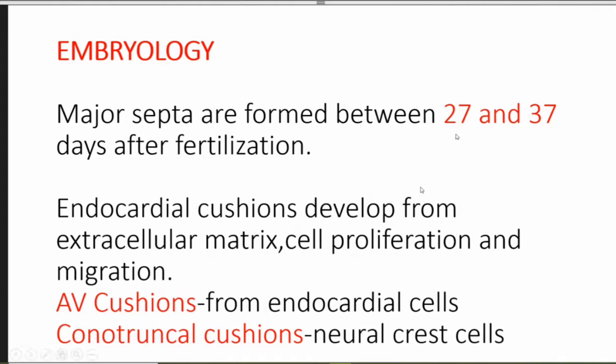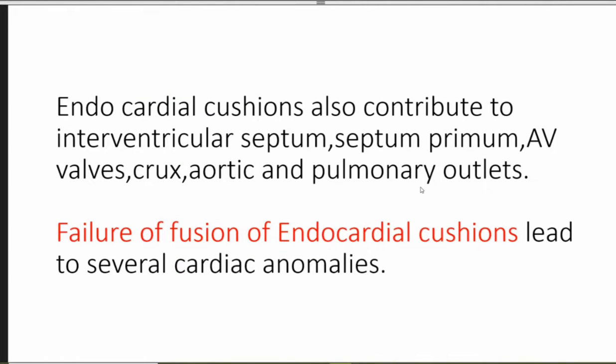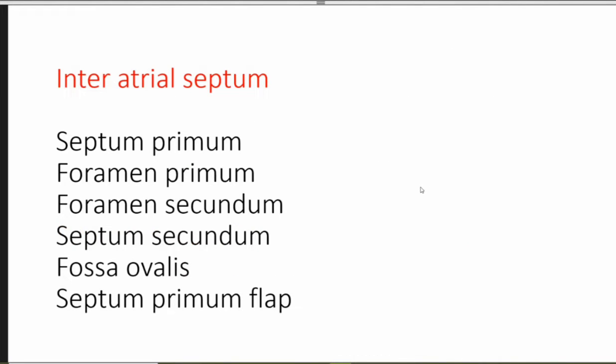So major septi are formed between 27 and 37 days, and endocardial cushions, AV cushions, monotruncal cushions, etc. give rise to various parts of the heart. I will not go into details of this. People who are interested can look into my course on fetal health. So now let us look at basic things.